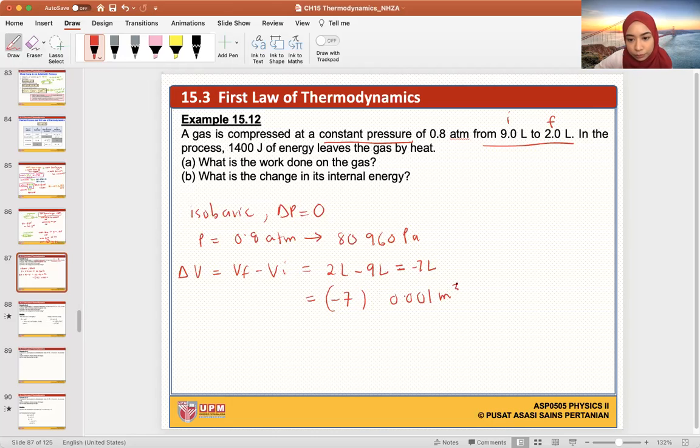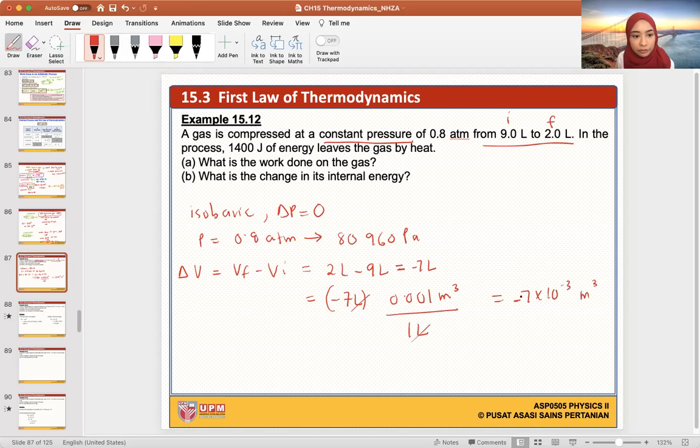0.001 meter cube, which is what Umar said, over 1 liter. The liter cancels out. So 7 times 10 to the minus 3 meter cube, negative. Betul tak? Okay, betul.